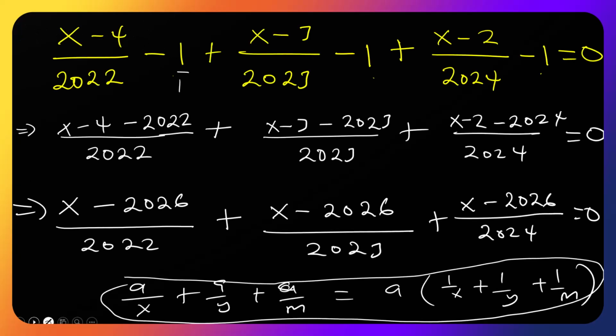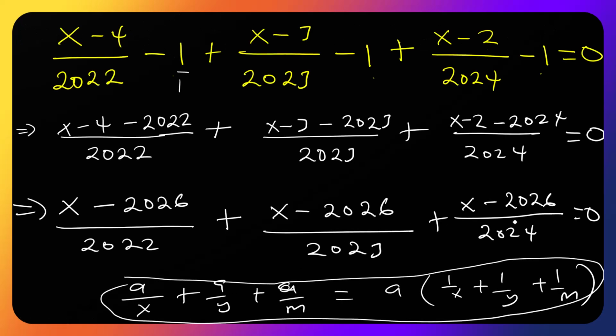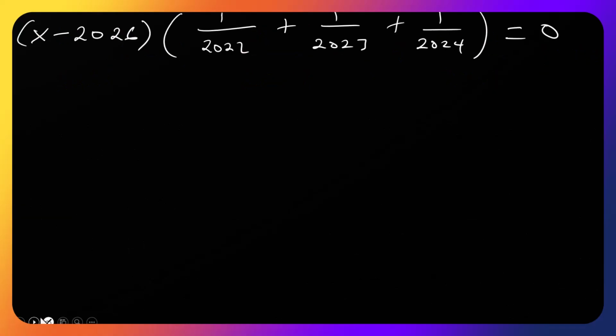(x minus 2026) times (1 on 2022 plus 1 on 2023 plus 1 on 2024) equal to 0. So let's check. Yeah. From here, this one times that equal to 0, and we can write this as 0 times 0. So what it means is that this one is equal to 0 and this one is equal to 0.